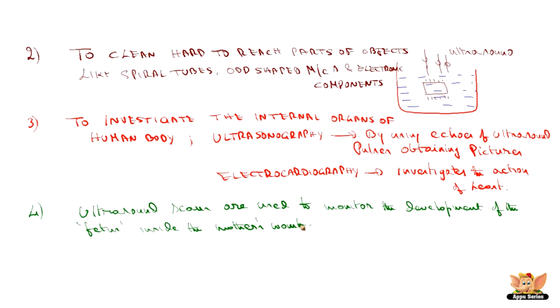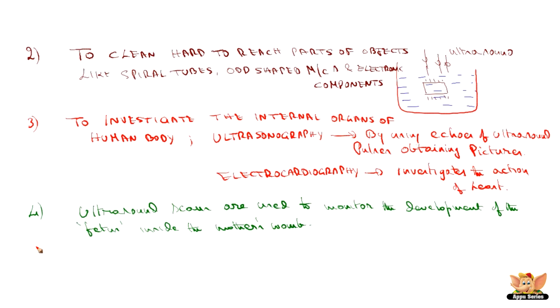How does it happen? Again the same thing. Ultrasound waves are sent into the mother's body, the womb, and then the reflections from the baby can form the picture of the baby on the computer, and we can find out if any problem is there or if everything is fine.